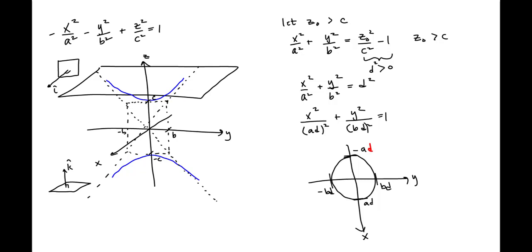The point being, we have an ellipse, and depending on the value of d, that ellipse would grow in size. We could have bigger ellipses or smaller ellipses, depending on what d is. If d were equal to 1, for example, this would just end up being an ellipse with axes of a and b. So now that we know that that describes an ellipse, let's add that to our sketch.